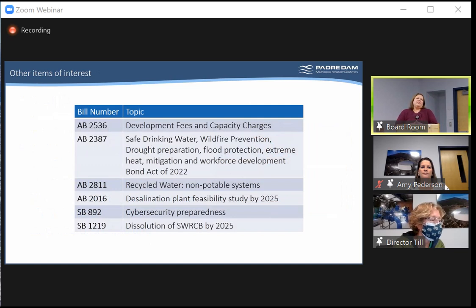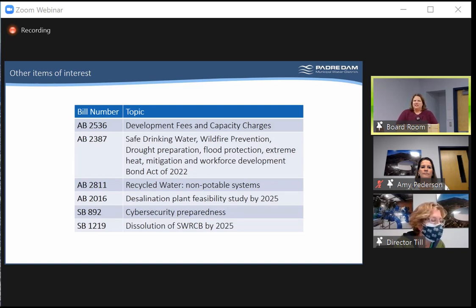So just a few other items. I'm not going to go into detail on these, but I wanted to mention them. There is a bill on development fees and capacity charges that we're following. AB 23, AB 7 is the Bond Act of 2022. This is a lot of climate change initiatives.